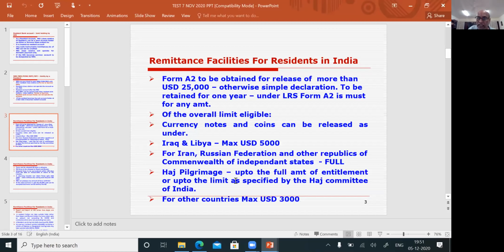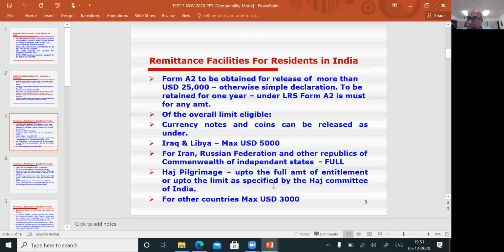Suppose for the Hajj pilgrimage, this year the Hajj pilgrimage was not there due to the pandemic. So how much can you release? Suppose the Hajj committee decides that for this year this is the maximum sufficient. So you are eligible for $250,000 under LRS. If you are going as a Hajj pilgrim, you are eligible to take $250,000.